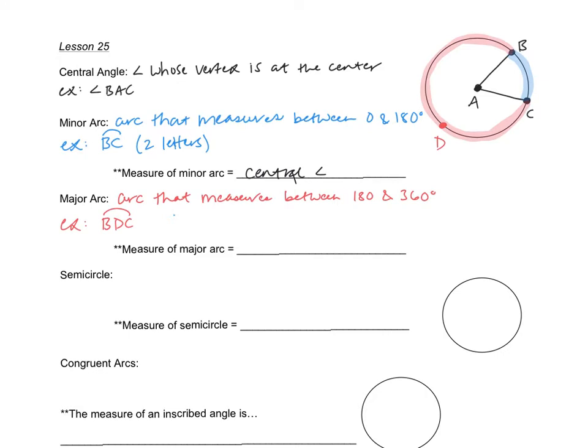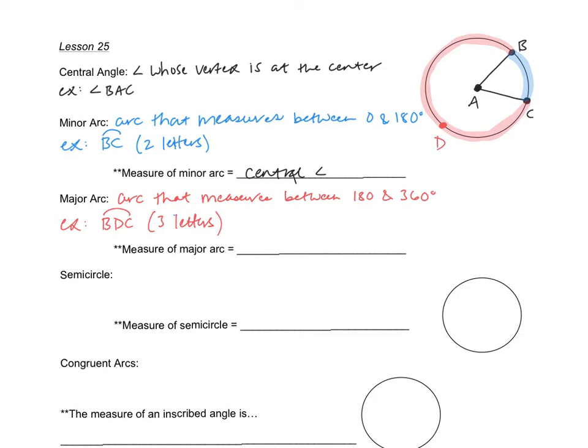All right, let's look at the major arc. So it's an arc that measures between 180 and 360 degrees. So I have that highlighted here. I also added another point because remember, we actually need 3 letters. So we're going to use 3 letters to label these. So we're going to call it arc BDC.